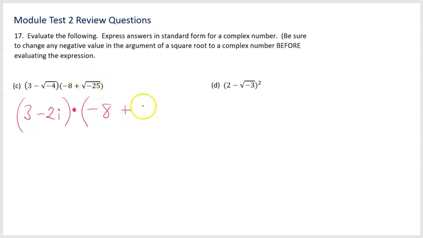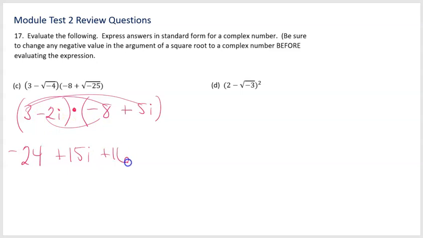Again, the negative is the i part. The square root of 25 is 5, so 5i. But since this is multiplication, I need to FOIL. 3 times negative 8 is negative 24. 3 times 5i is 15i. Negative 2i times negative 8 is plus 16i. Negative 2i times positive 5i is minus 10i squared.